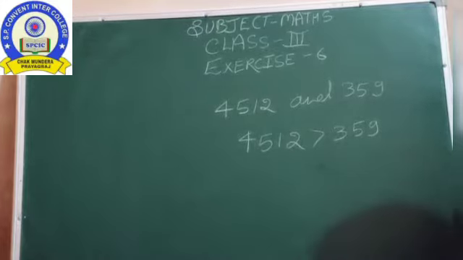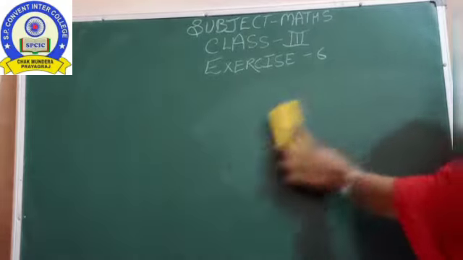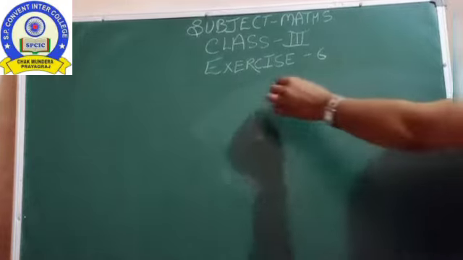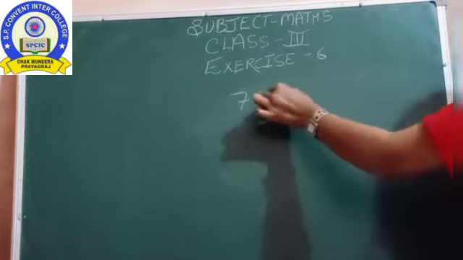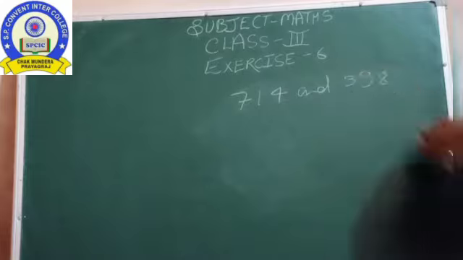Now next rule. Next rule is numbers with the same number of digits. If two numbers have the same number of digits, we compare the extreme left digit. The number with the greater extreme left digit is greater. Example, second rule: 714 and 398.